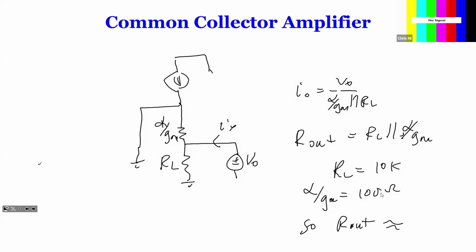So R out is approximately 100 ohm. We achieved all three goals: unit gain, very large input resistance, and very small output resistance. That's what we do for the unit gain amplifiers.